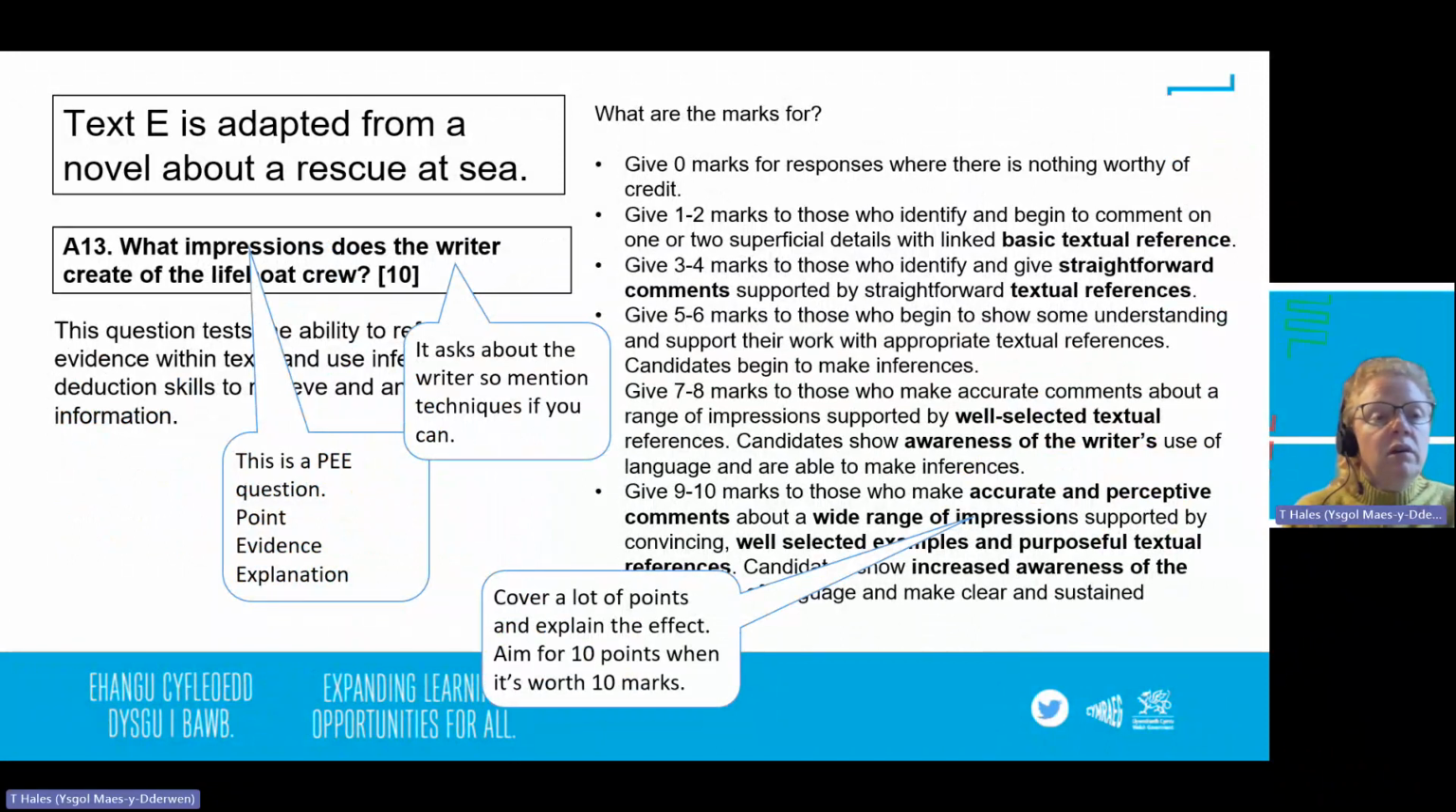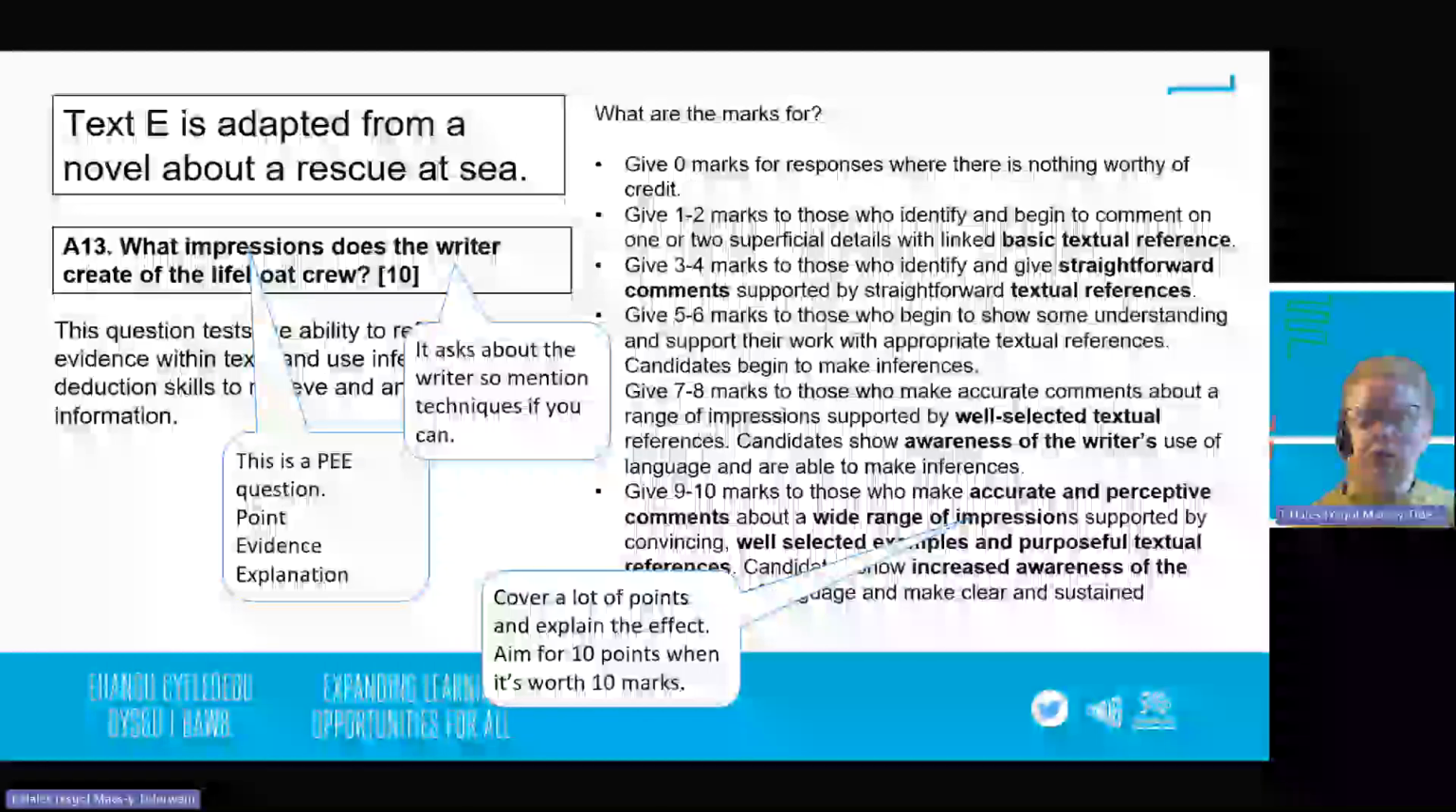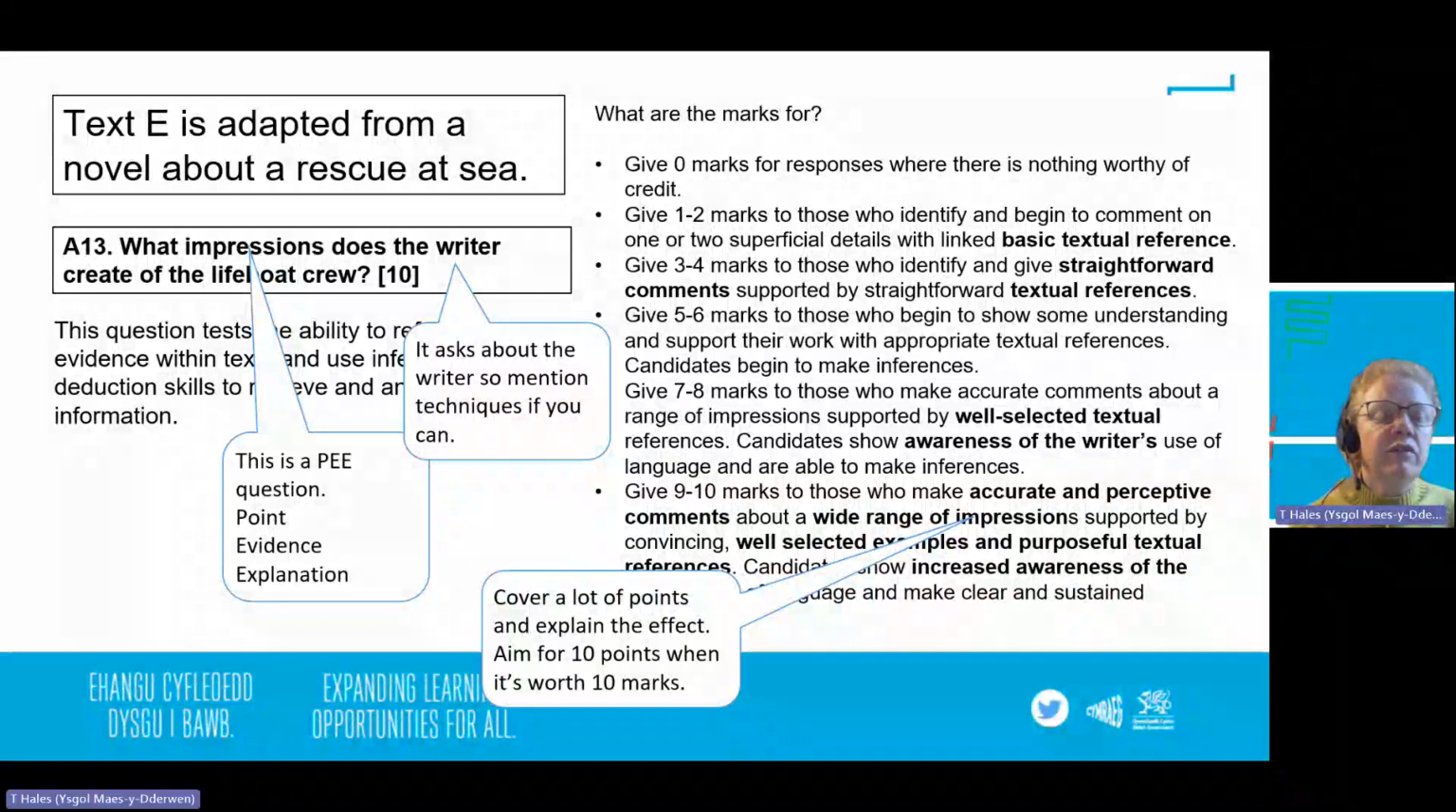Okay, so we've got 1 mark there. We're going on to another question, which is also on text E. What impression does the writer create? So this is our impressions question. We're being asked to refer to evidence. We've got to use quotes, and we're using inference and deduction.